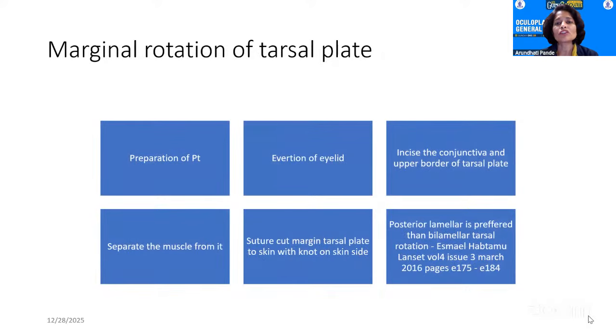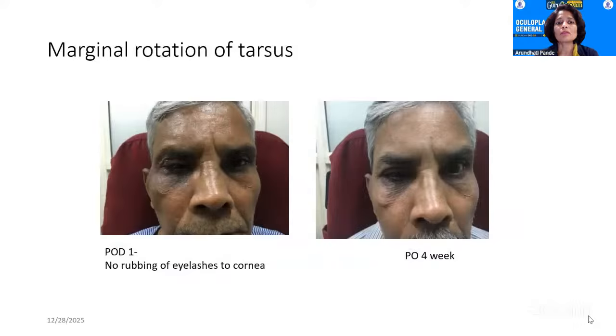So after preparation of patient, eversion of eyelid, incision: incise the conjunctiva and upper border of tarsal plate and separate the muscle from it. Suture the cut margin of tarsal plate to skin with a knot on the skin side. This is very important because otherwise it will cause rubbing to the cornea. And posterior lamellar is preferred over bilamellar tarsal rotation. Marginal rotation of the tarsus, you can see, poor picture quality, but there was no rubbing of eyelashes to the cornea.